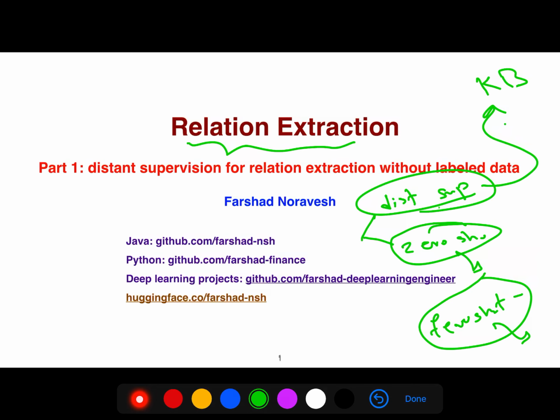So in relation extraction, we mainly use distance supervision, but the problem of distance supervision is that sometimes we don't have access to a knowledge base because it's expensive. So that's why we go talk about zero-shot learning.